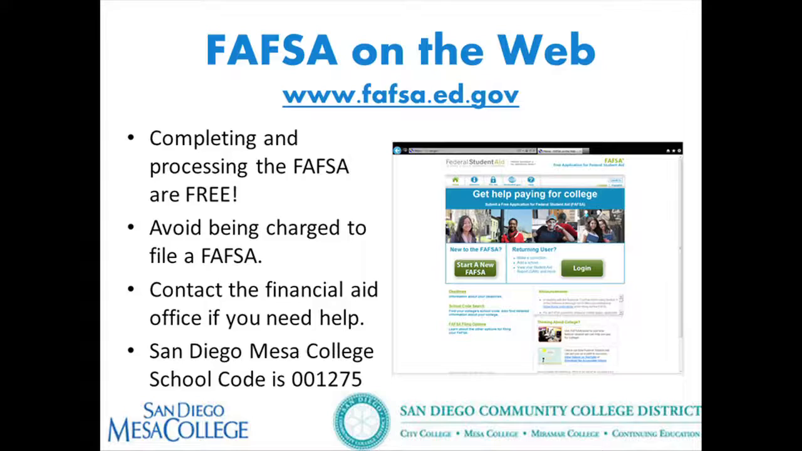Again, contact the financial aid office if you need help. We have computers, we have staff that can help, okay? The other thing is to make sure that you enter the school code. San Diego Mesa College, if that's the only school you're thinking about, and that's our school code.